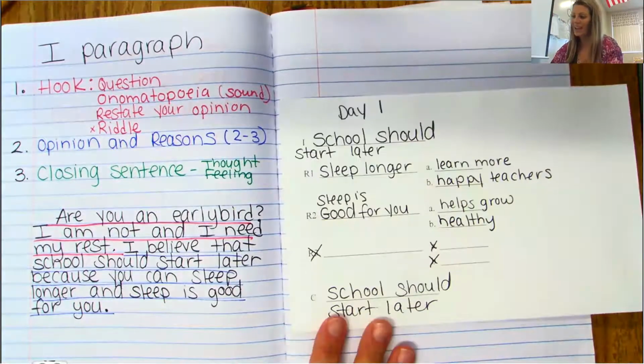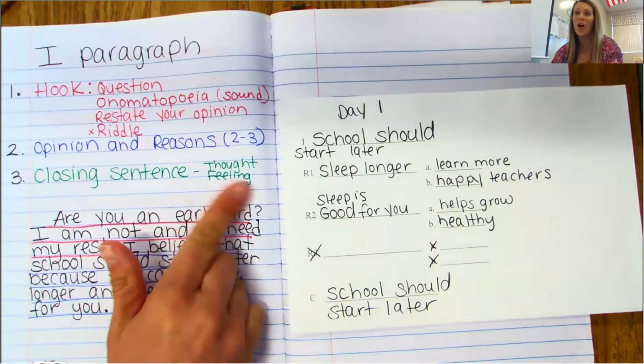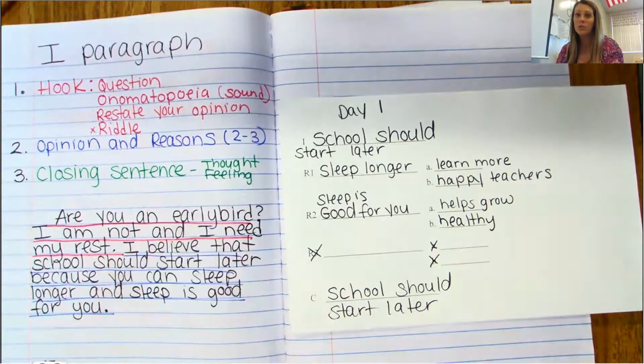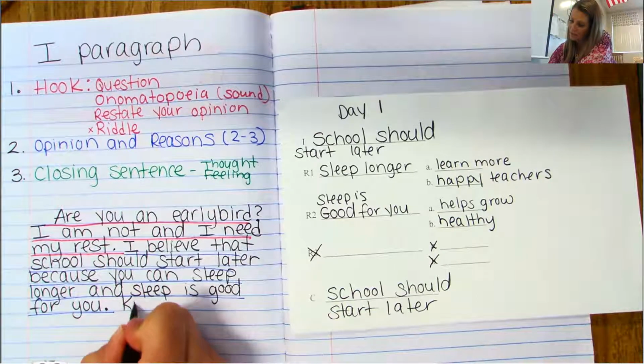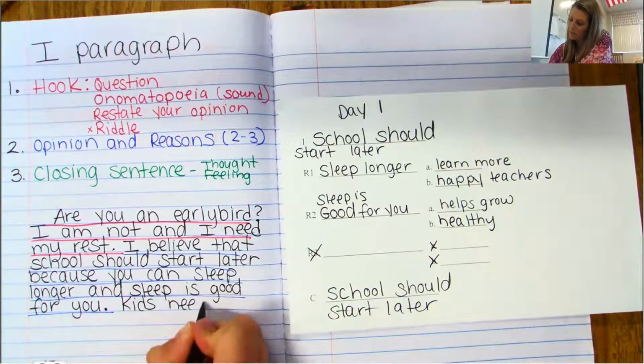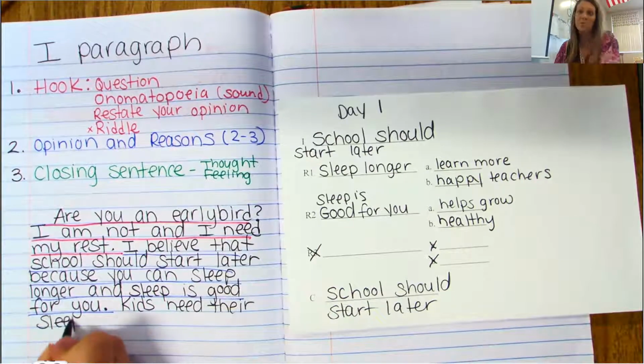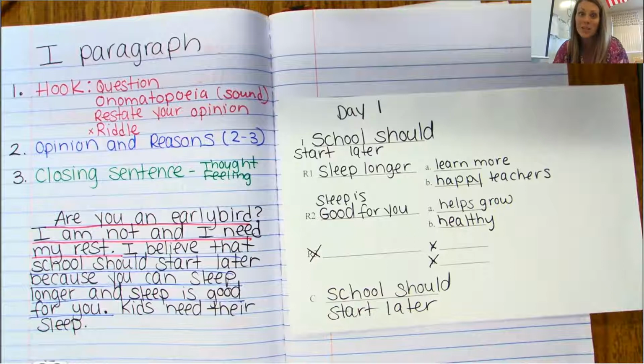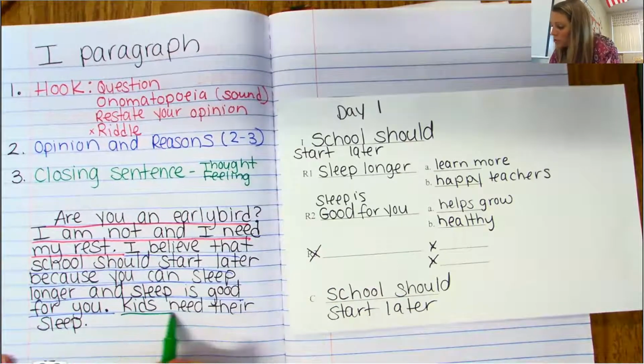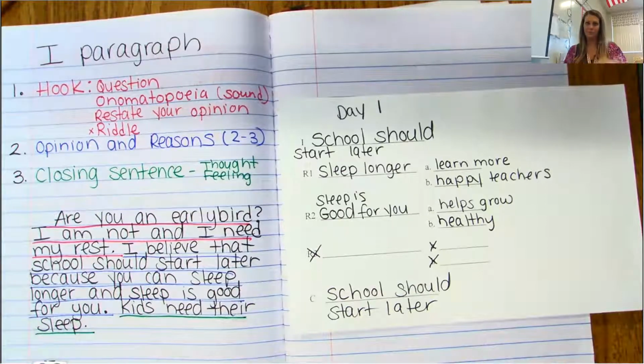Okay. And now we just need our closing sentence, a thought or a feeling about school, meaning to start later. I'm just going to say kids need their sleep. That's just my thought, my feeling, my opinion. That's the closing sentence. So I am underlining that in green. Okay? This is how you write an I paragraph.